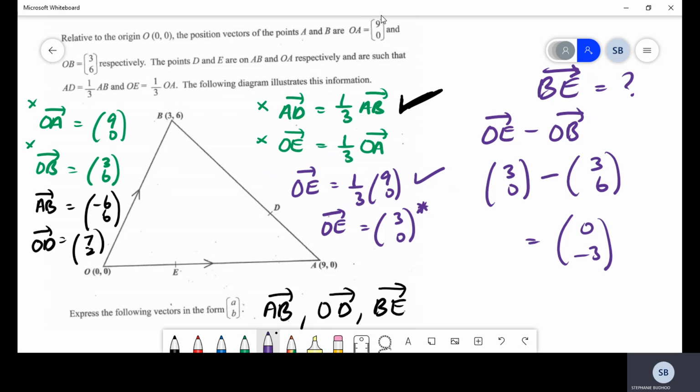You could have also used the diagram if you wanted. You could have started from point B. You could have gone opposing the direction towards O, and then you could have gone from O towards E. Either method you use, you will always get the same answer. So I hope this question was clear. I hope that you guys were able to understand and you were able to see different methods that you can use to approach your answer.